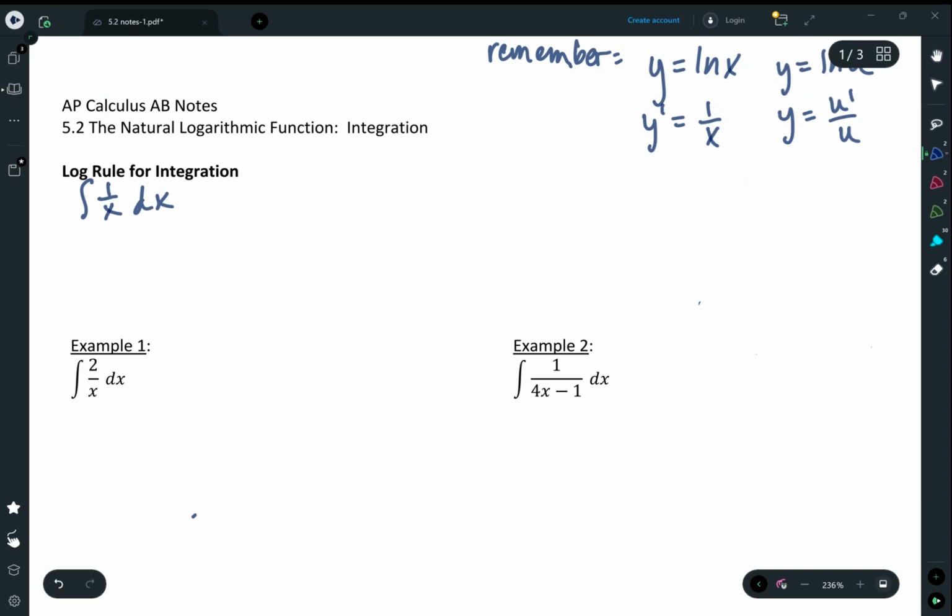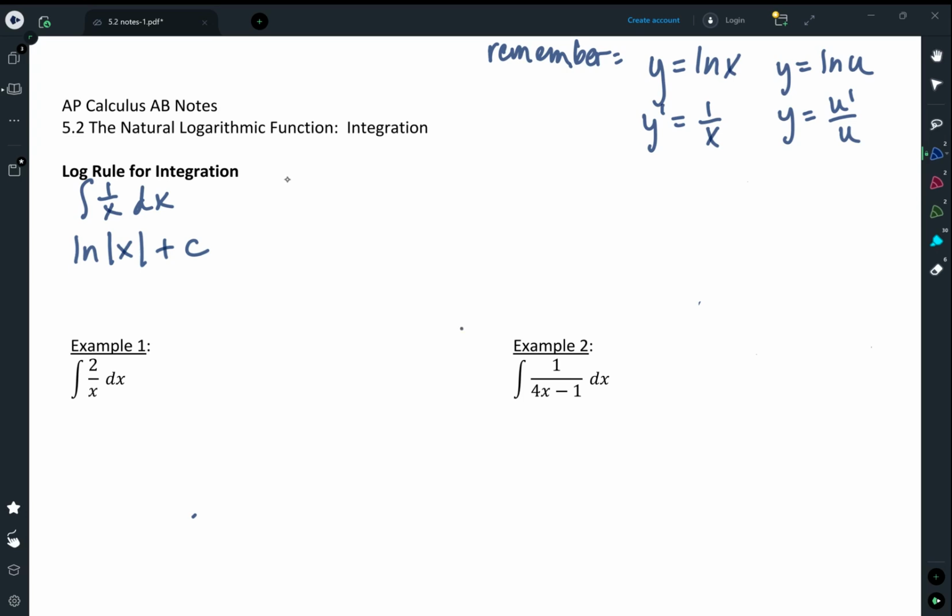So this is going to equal the natural log of, and then I want to add in the absolute value of x, plus c. That's because I can only take the log of positive things. So when I'm working backwards, I have to allow for that. If I have the integral of u prime over u, and remember u prime is my du, I don't have to write a dx or anything with that. When I integrate that, I'm going to have natural log of the absolute value of u plus c.